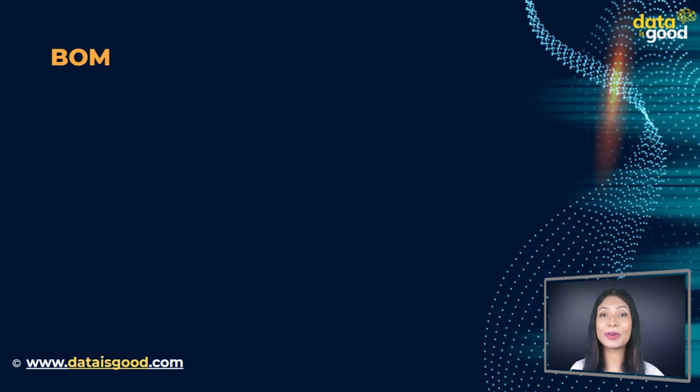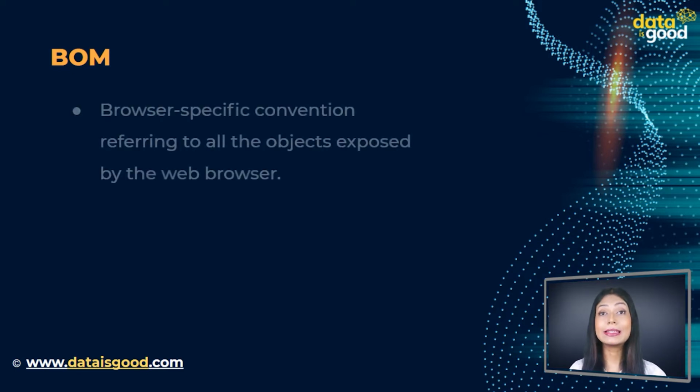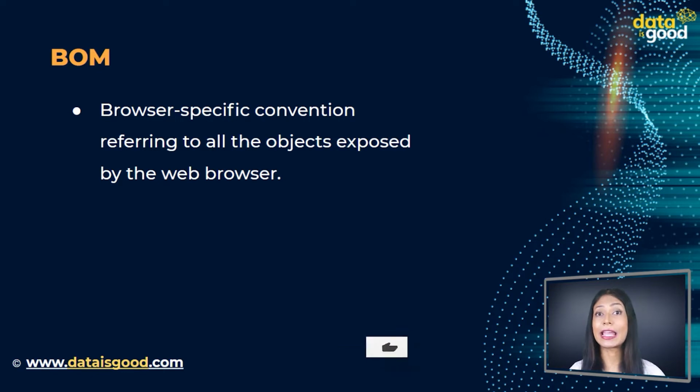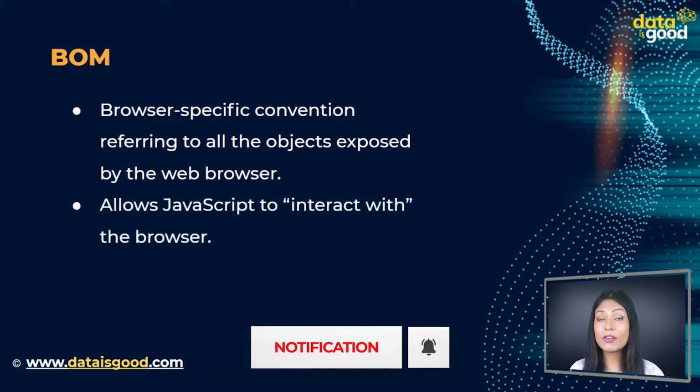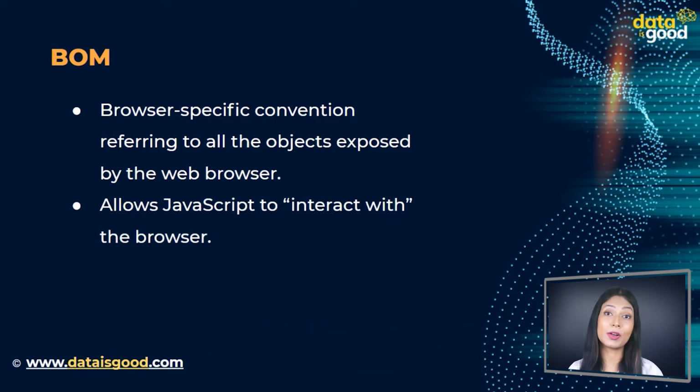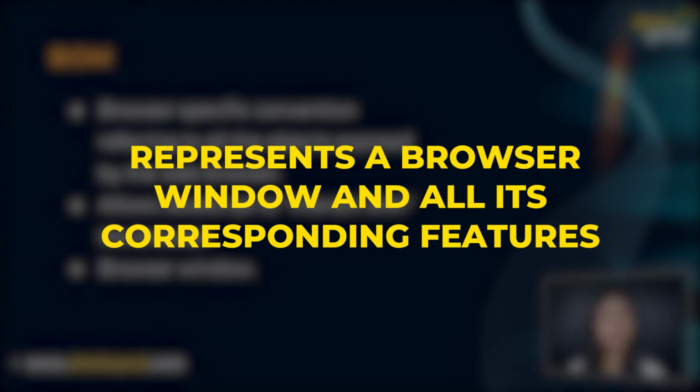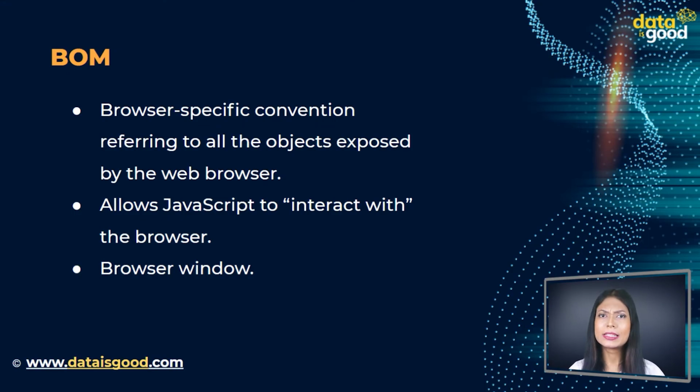So, what is BOM? Well, the browser object model, or BOM, is a browser-specific convention referring to all the objects exposed by the web browser. The BOM allows JavaScript to interact with the browser. The window object represents a browser window and all its corresponding features. In simple words, the BOM allows JavaScript to talk to the browser.